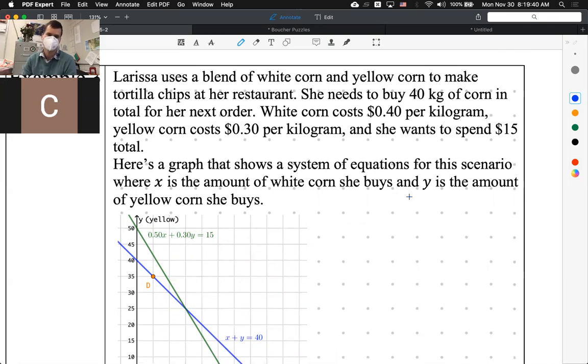Ripley again. Larissa uses a blend of white corn and yellow corn to make tortilla chips at her restaurant. She needs to buy 40 kilograms of corn total for her next order. White corn costs 40 cents per kilogram. Yellow corn costs 30 cents per kilogram. She wants to spend 15 in total. Here's a graph that shows a system of equations for the scenario where X is the amount of white corn she buys and Y is the amount of yellow corn she buys. There it is.